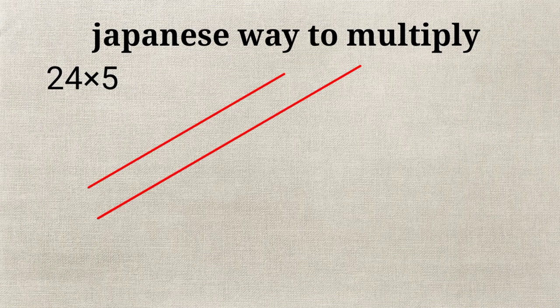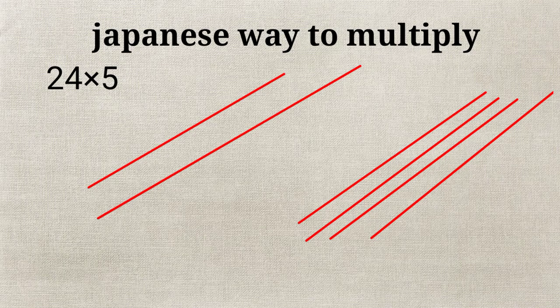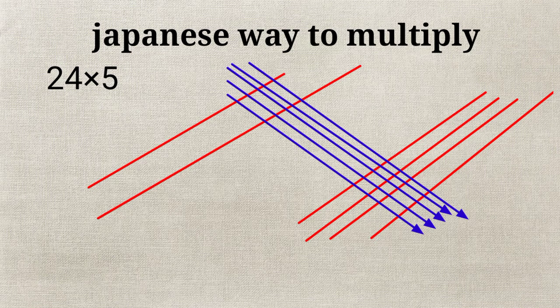Let us take for example 24 times 5. In 24 we draw two lines. After leaving a gap, draw four parallel lines. In 5 we draw 5 perpendicular parallel lines. To calculate the product, we just need to count how many times all of the lines intersect. Count on 1's place is 20. We take it as 0, and 2 is taken to carry. Added to count on 10's place we get 10 plus 2 equals 12. So the final product is 120.